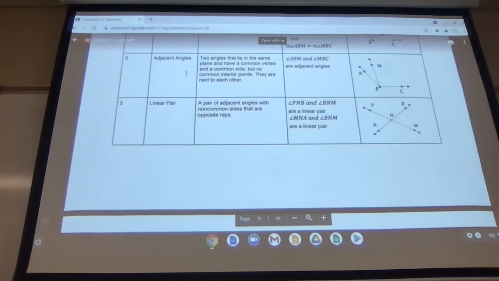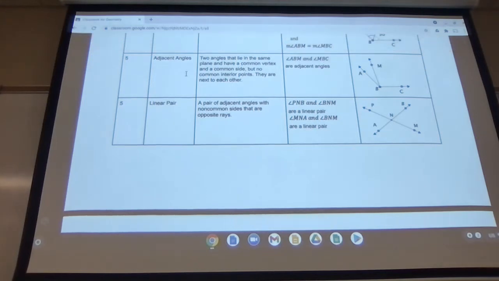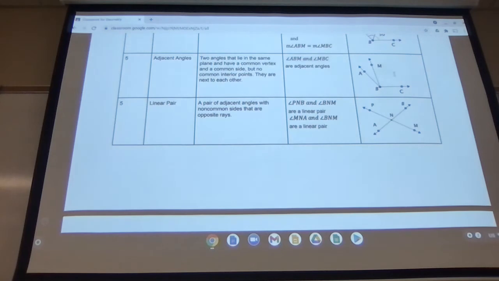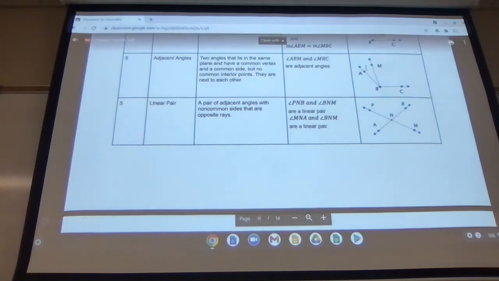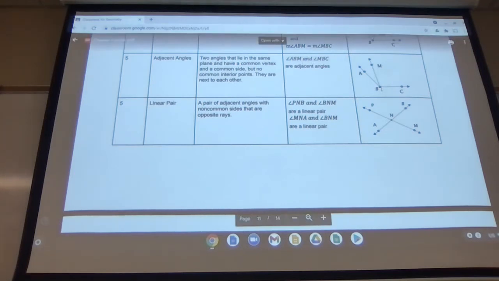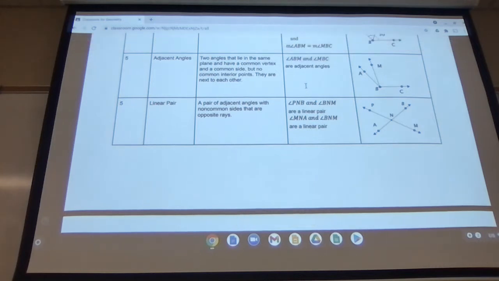And that's how we define it. Two angles that lie on the same plane, have a common vertex and a common side, with no common interior points. What that means is if I pick a point on the inside of this angle, it's not on the inside of this angle, and vice versa. So in other words, they're next to each other. Those two angles right there are next to each other. That makes them adjacent angles. So when you see the word adjacent, think next to. Adjacent angles are next to each other. Any questions with that?